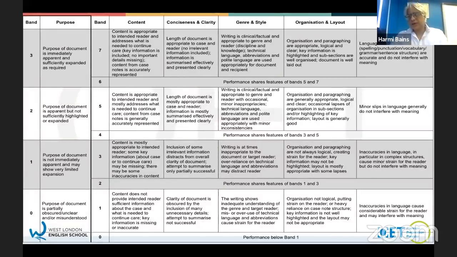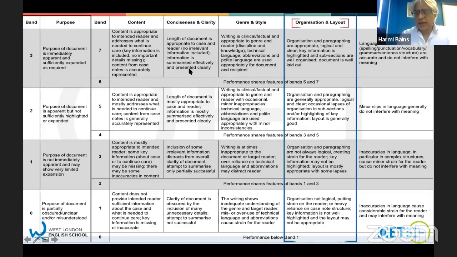This is the exam criteria. I'm sure a lot of you will have seen this before. And at the top, you can see there are 5 main criteria: content, conciseness and clarity, genre and style, organization and layout, and language. Okay, and this is really what we're going to focus on today, is organization and layout.